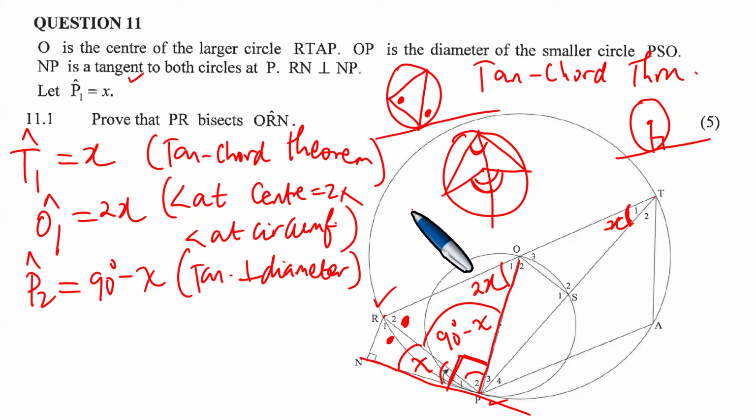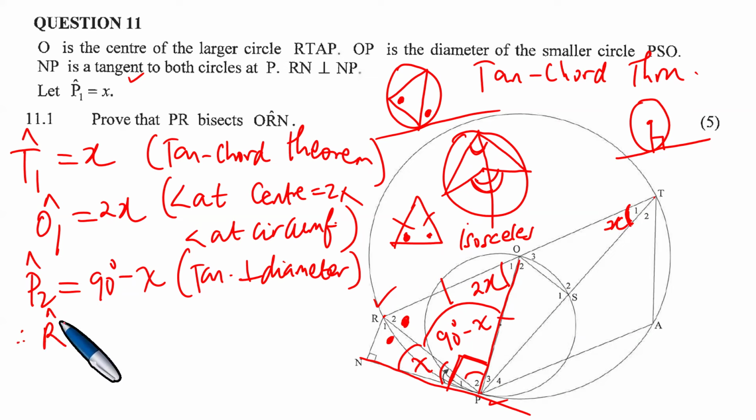And now you have an isosceles triangle. In this triangle that has 2 sides equal, it's called an isosceles triangle. In an isosceles triangle, the base angles are always equal. A radius from the center to the circumference is a radius, and from the center to the circumference is another radius. So P2 must be equal to the angle R2. Angle R2 equals P2 equals 90 degrees minus X.